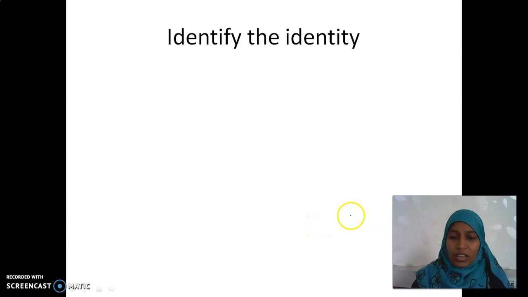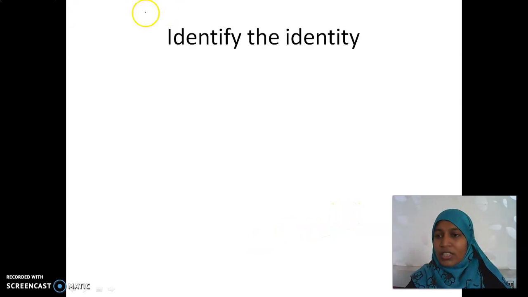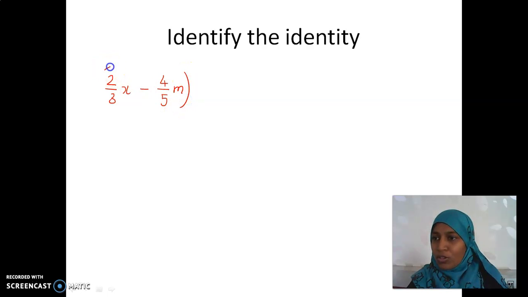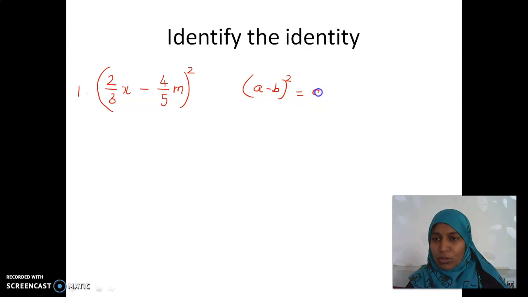Now I am going to give you questions. You have to identify which identity matches this. (2/3 x − 4/5 m) the whole square. Which identity will you use to simplify this? Yes, it is (a − b)² = a² − 2ab + b².